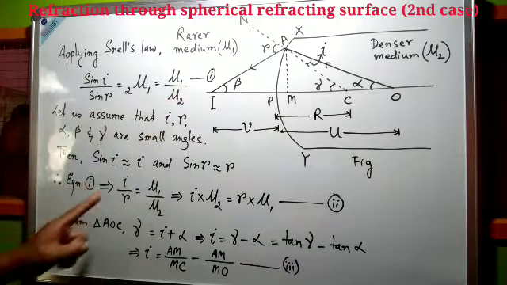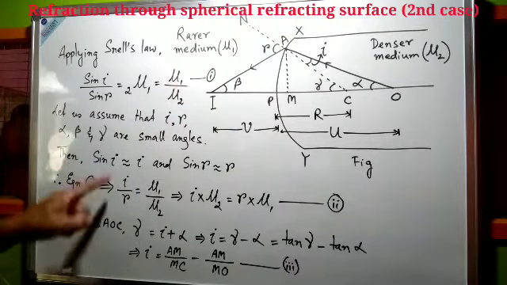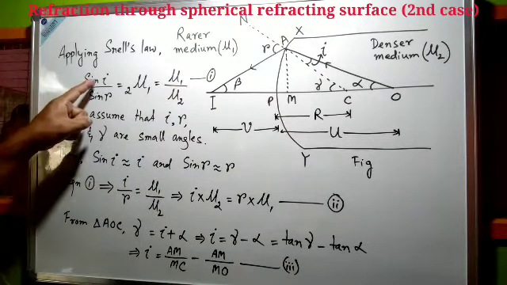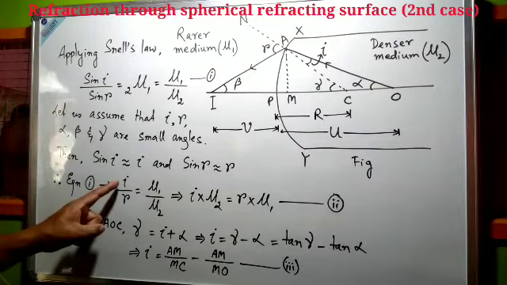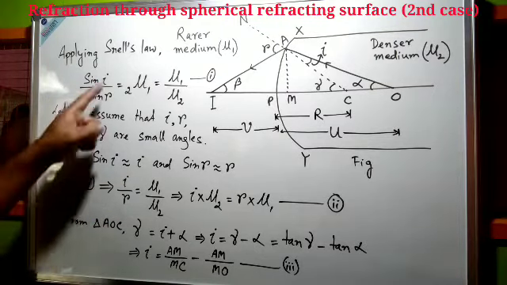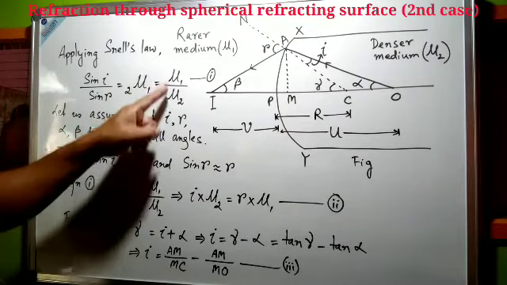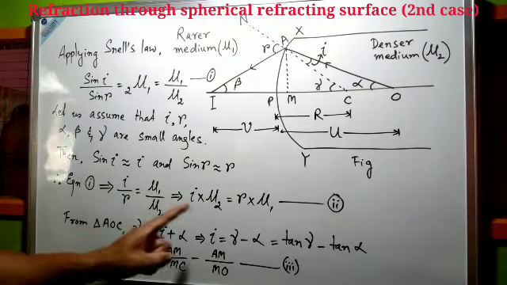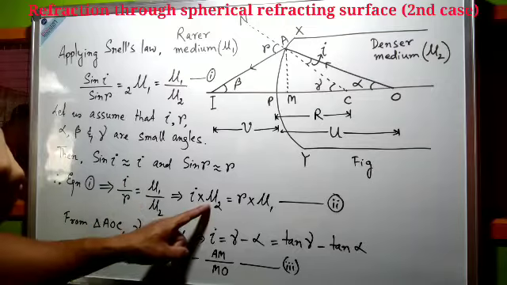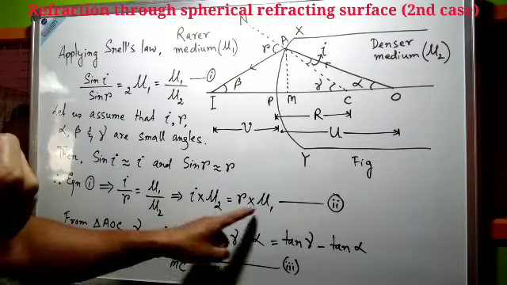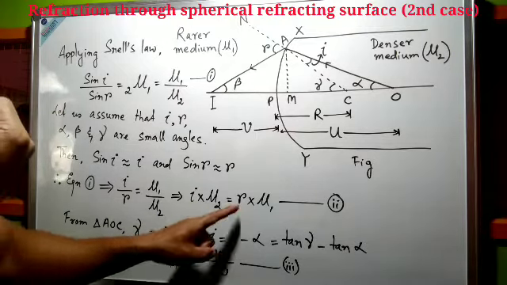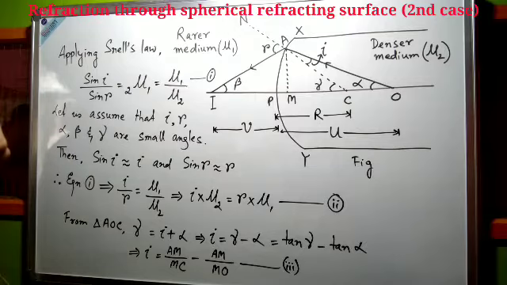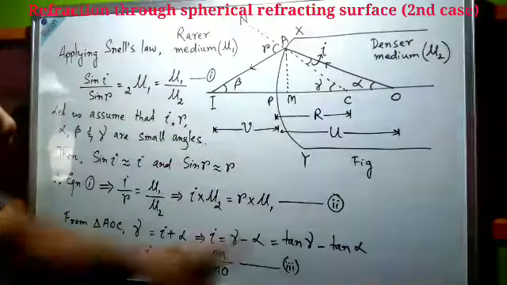So equation number 1 becomes I by R. That is, instead of sine I and sine R, simply we may write angle I and angle R. So I by R equal to mu1 by mu2. So from this, I into mu2 equal to R into mu1, and write in equation number 2. Then we have to try to express angle I and R in terms of alpha, beta and gamma. So we have to consider this figure.